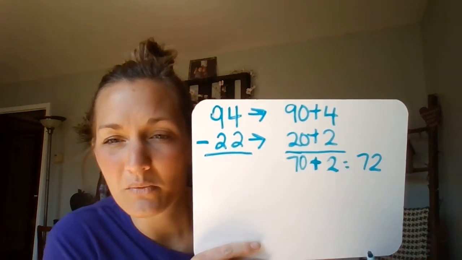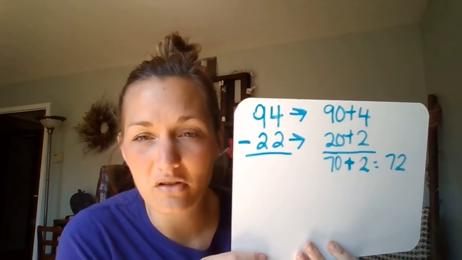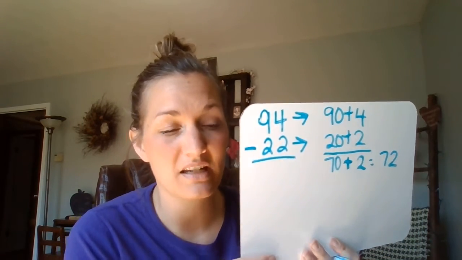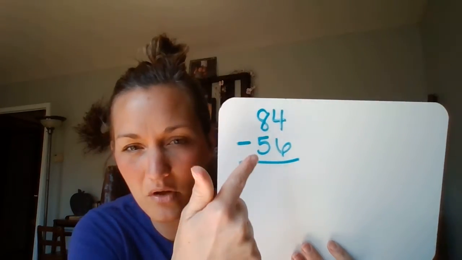Okay, so those were two problems where we did not have to trade. Now we're going to practice with some that you have to trade, which means that your top number is smaller than your bottom number. Okay, so we're going to start a little bit easier with our expand and trade, and then we're going to jump into a little bit more difficult. So we're going to start with 84 minus 56. So here we can see 84 minus 56.